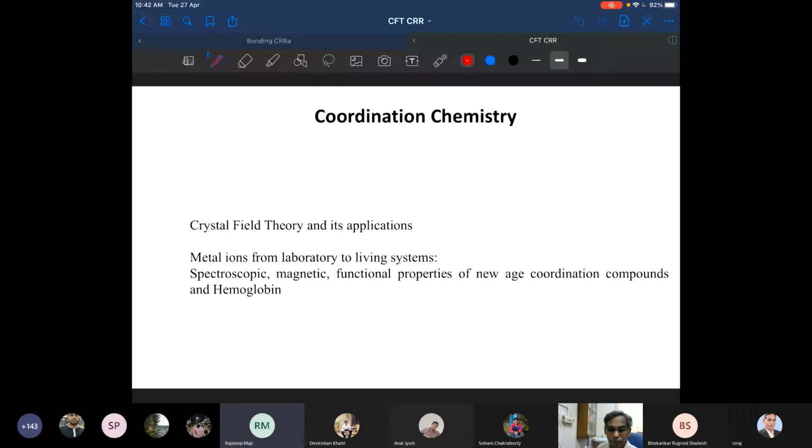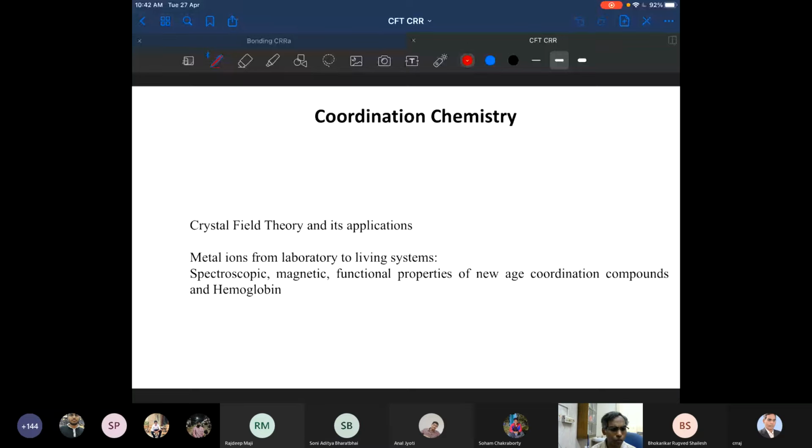Sir, using different theories to predict the electronic configuration and the magnetic moment of different species. Okay, right. You are going to little advanced concepts, right? Of course, that is in your syllabus.